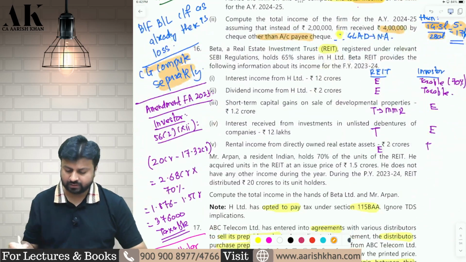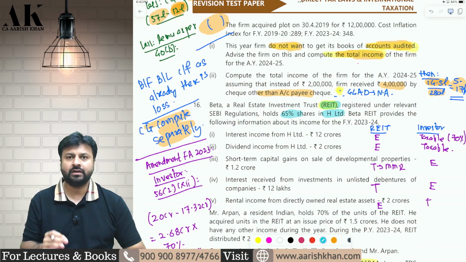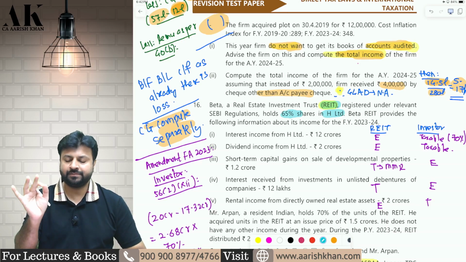Now coming to the third question, which is also a beautiful question. There is a real estate investment trust which holds 65% in H Limited. What is H Limited? H Limited is an SPV, a special purpose vehicle.